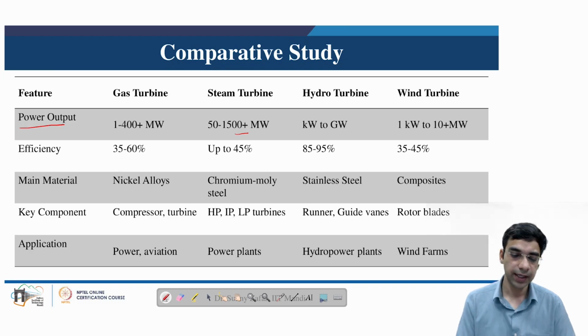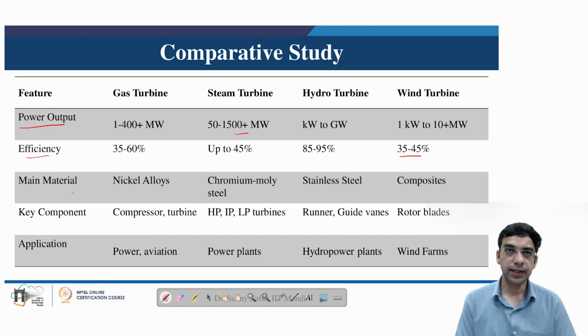In case of efficiency, the gas turbine can operate in an efficiency range of 35% in standalone conditions, 60% when used in combined cycle. The steam turbine can reach up to an efficiency of 45%. Hydro turbine can go up to 85 to 95% efficiency. The wind turbine can go from 35 to 45% efficiency.